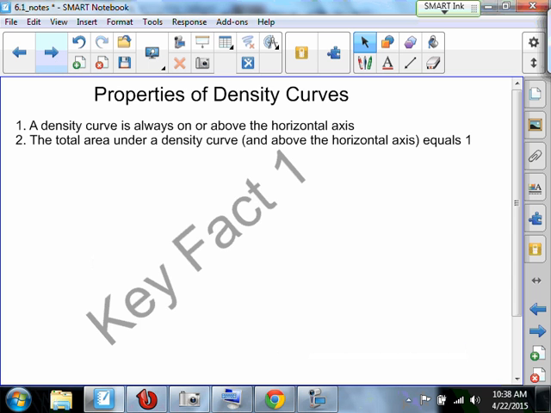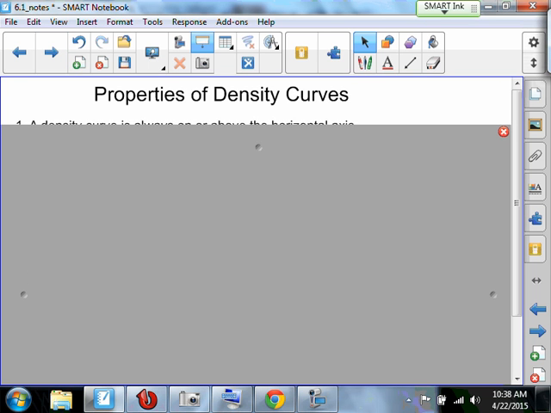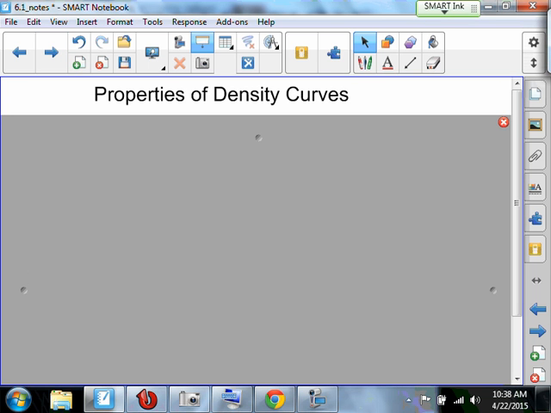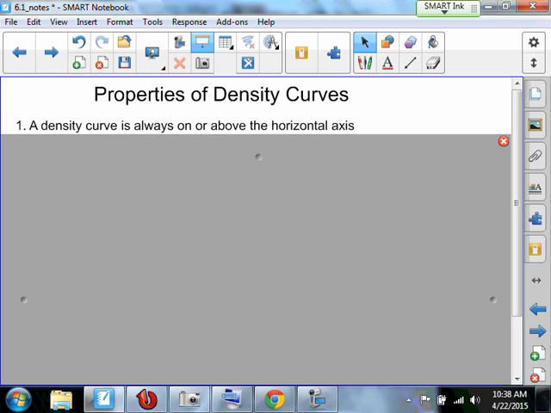So there's basically 2 or 3 key facts in this section. And there's 2 properties of density curves. The first is this. And this kind of goes back to pre-algebra concepts. A density curve is always going to be on or above the horizontal axis.